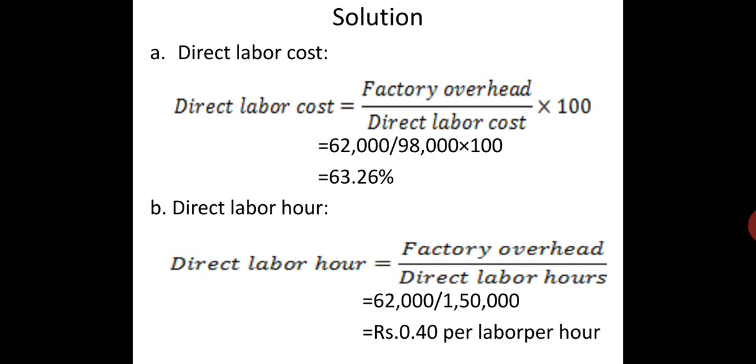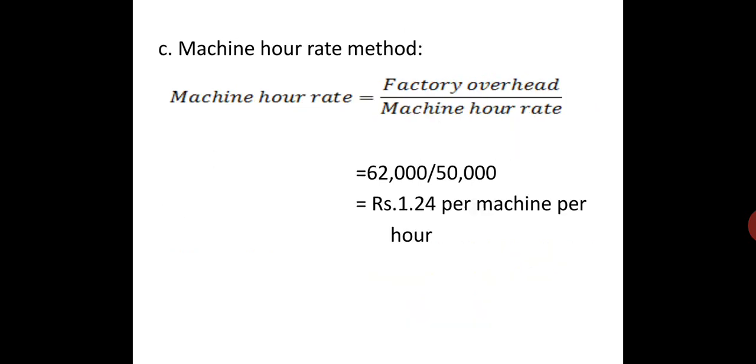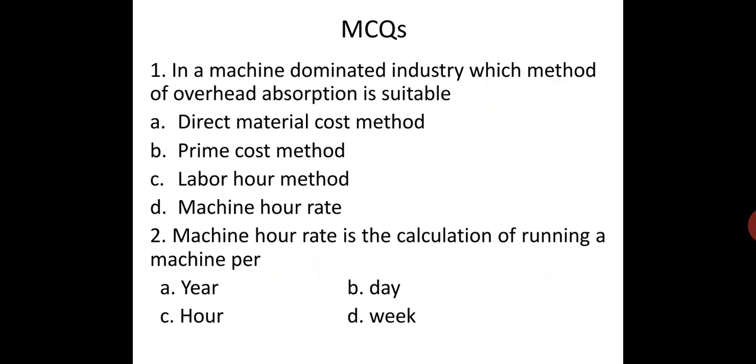The second one is direct labor hour. Direct labor hour rate is equal to factory overhead divided by direct labor hours. Here factory overhead is rupees 62,000 and direct labor hours 1,50,000. Therefore direct labor hour rate is equal to rupees 0.40 per labor hour. The third is machine hour rate. Machine hour rate is equal to factory overhead divided by machine hours, that is 62,000 divided by 50,000, that is equal to rupees 1.24 per machine hour.